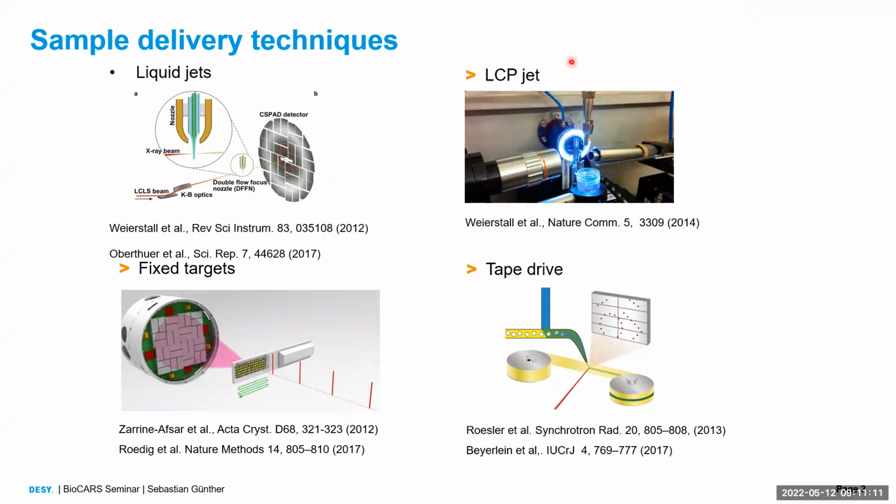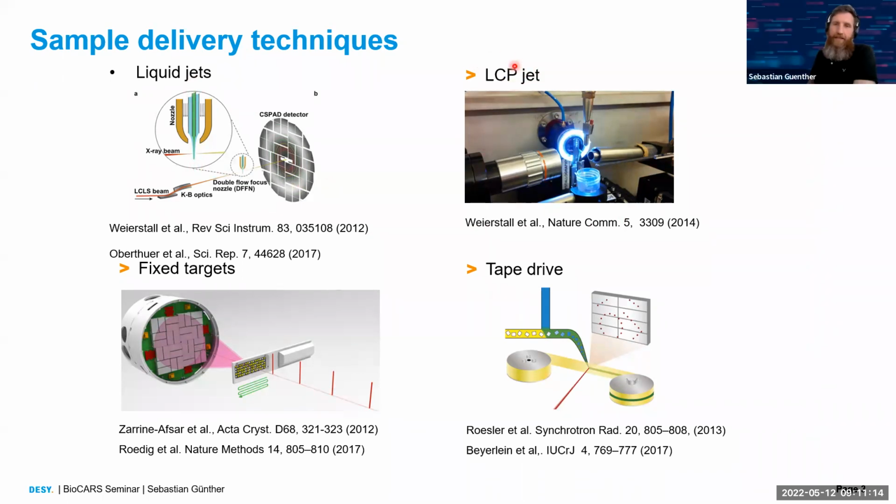We have LCP jets, lipidic cubic phase jets, which are more viscous jets, which can run at much slower speeds. So this is something that can be conveniently used also at synchrotron sources. Then you have fixed targets, where you deposit your crystals on a fixed target, for example, a silicon chip or nylon chip, and then you scan this chip through the X-rays. And there are also tape-based methods, where you have a tape which is pulled across the X-ray interaction region, and then you have your crystal slurry which is deposited on here.